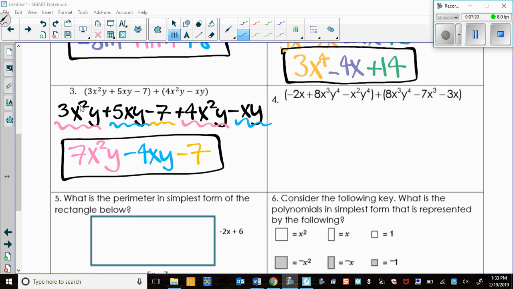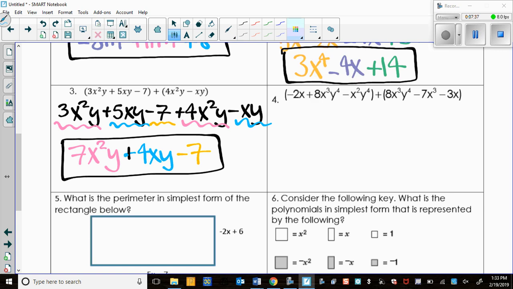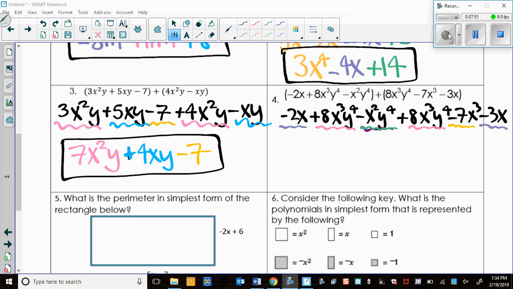Notice how my exponents and the variables still stay the same. All I did was combine the first numbers. And then this is 5xy minus 1. So really it's 5 minus, oops, that should be a plus. Let me fix that for you guys. It should be a plus 4, sorry about that. 5 minus 1 is positive 4xy. And then we have minus 7. Okay. So try the next one, and then check back with me.